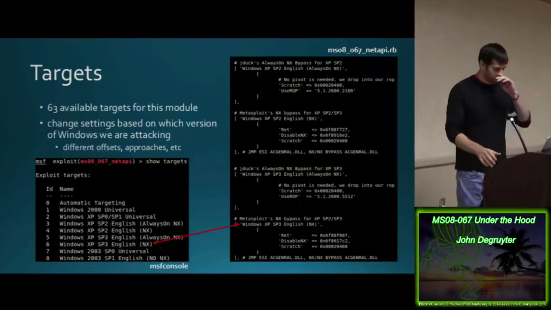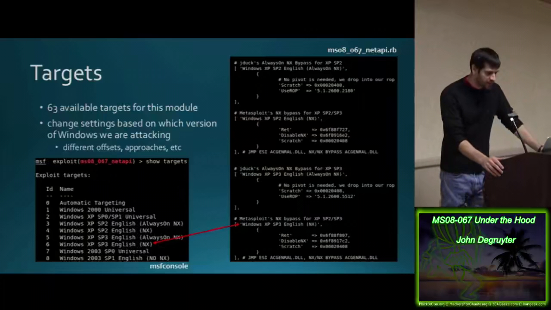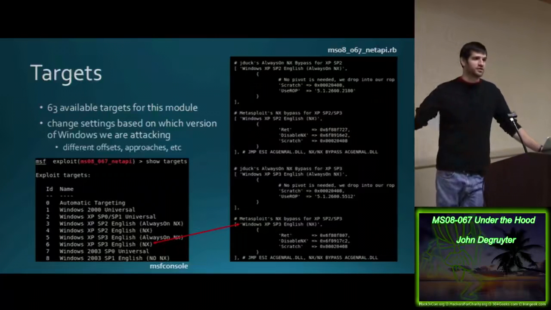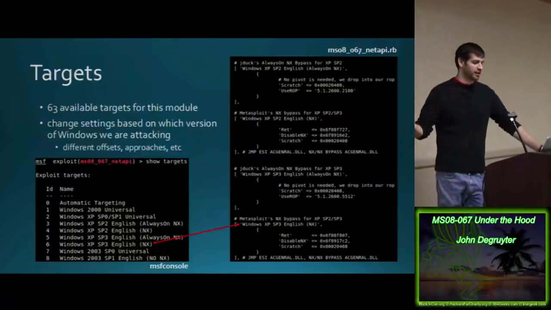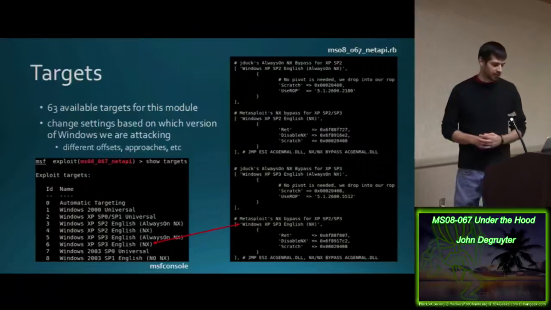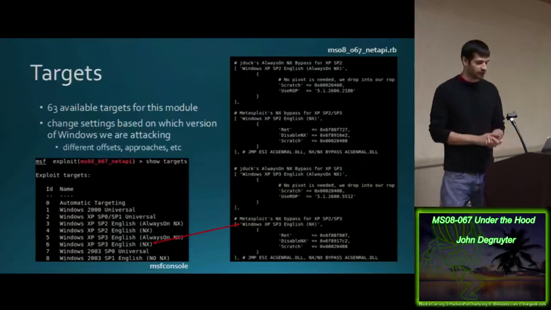the RET address is 6F88F727, right? But the one we're looking at is 6F88F807. So it's slightly different for Windows XP Service Pack 2 than it is for XP Service Pack 3. That's why we have multiple targets. Today we're going to be looking at target 6, which is XP Service Pack 3, English with NX.